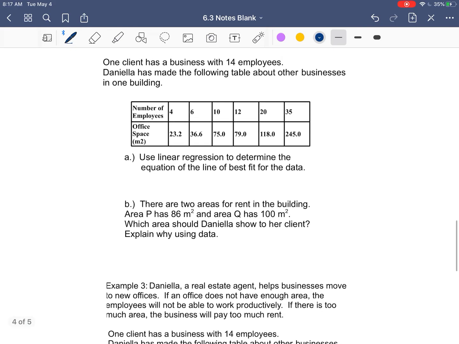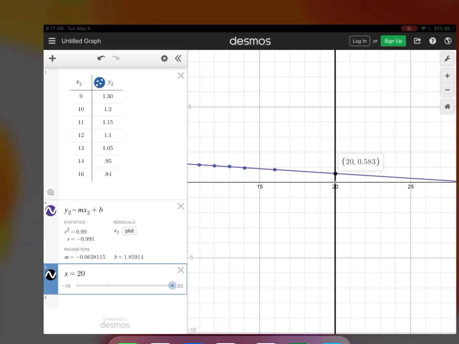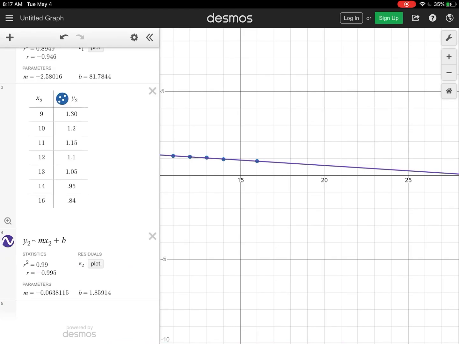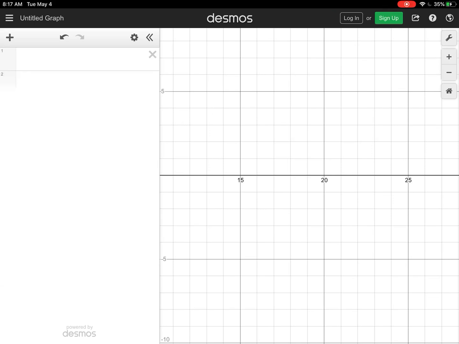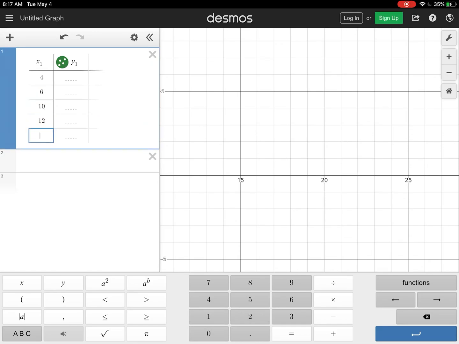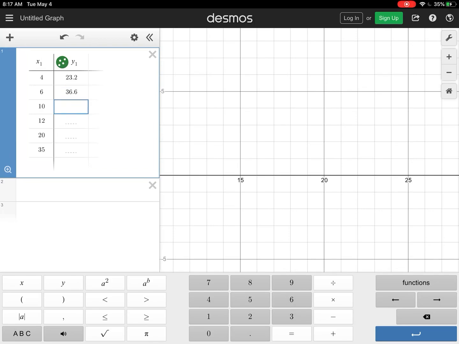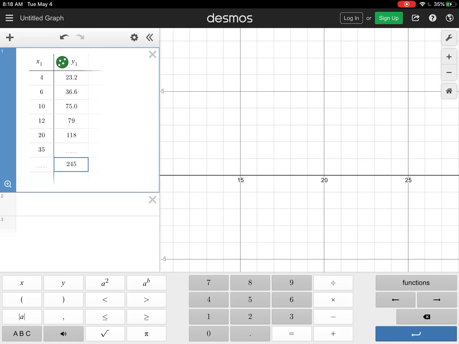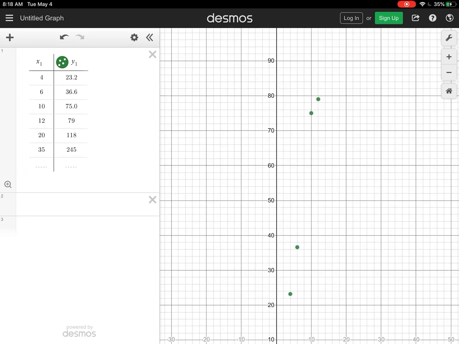So we are going to use linear regression to determine our data. We're going to go back to our table. Maybe I just want to delete these all now. My table has 4, 6, 10, 12, 20, and 35 for the number of employees, and 23.2, 36.6, 75, 79, 118, and 245 for the area. Okay, so my points are hanging out there somewhere. There they are.